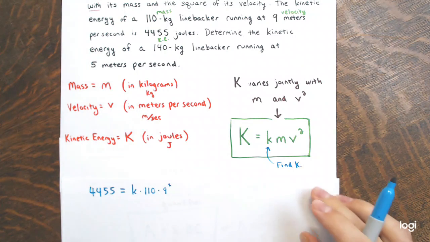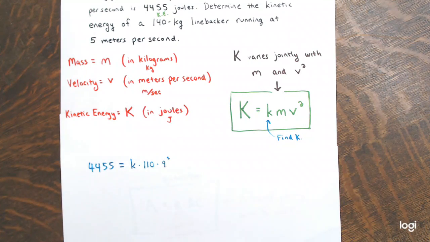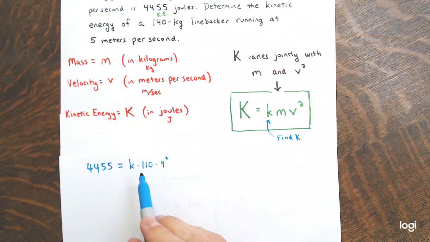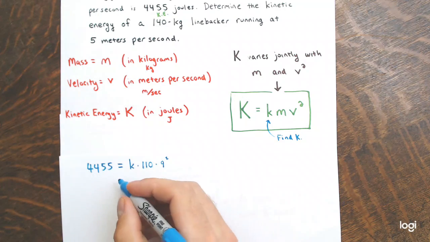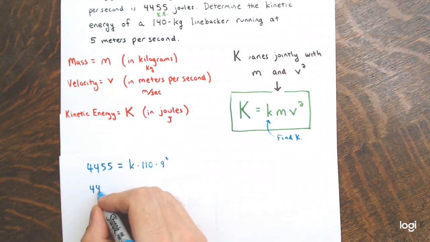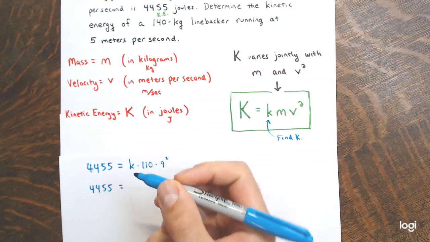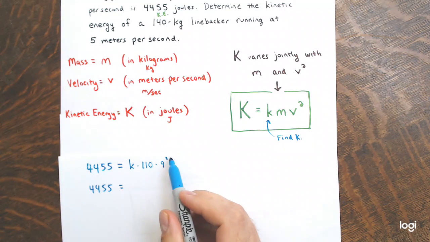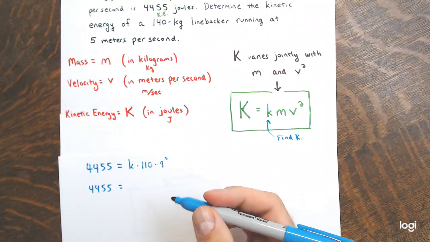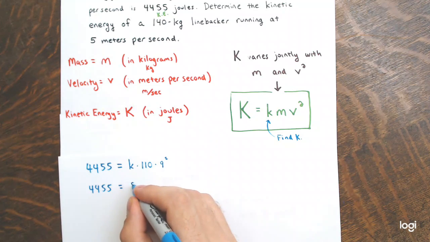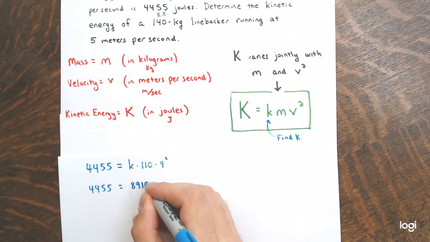Okay. All right, so multiplying this out, 9 squared is 81, and then 81 times 11 would be 891, and throw a 0 on that. We've got 4,455 on the left, and as I said, 9 squared is 81. 81 times 110 would be 8,910.